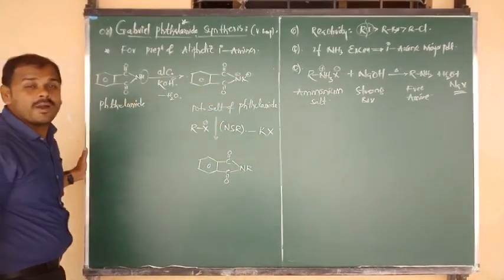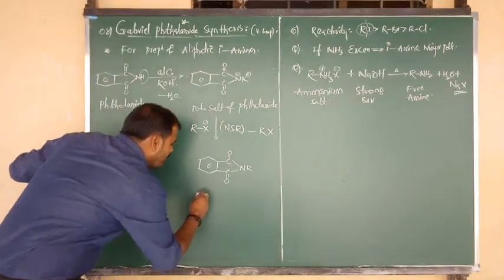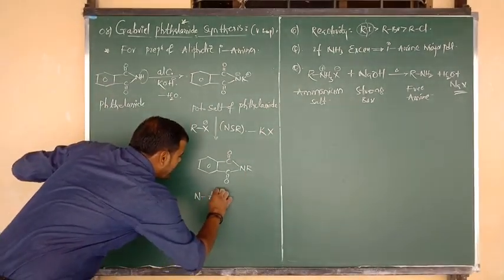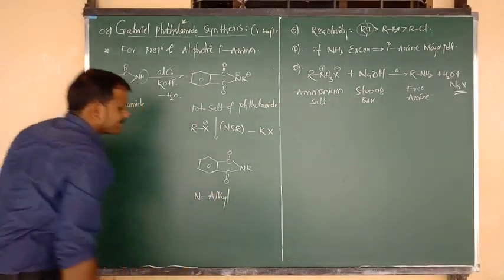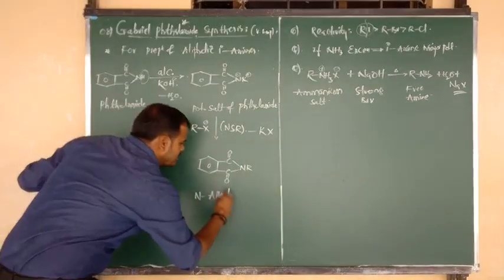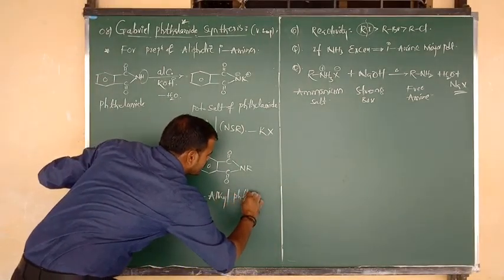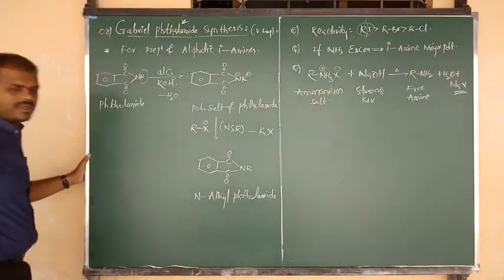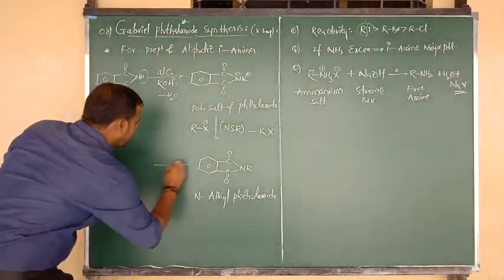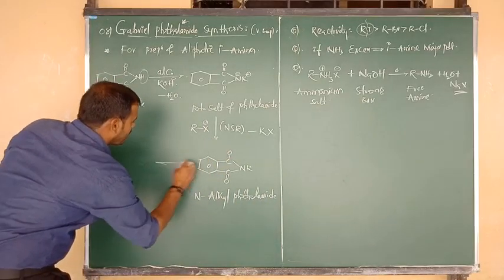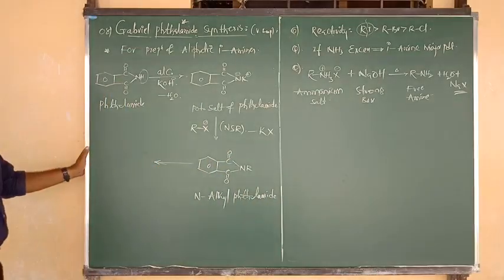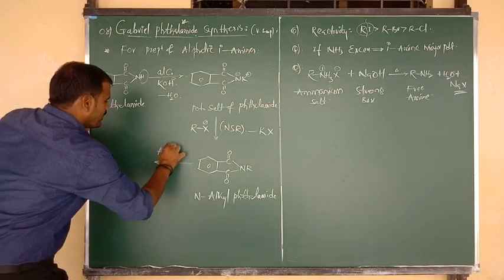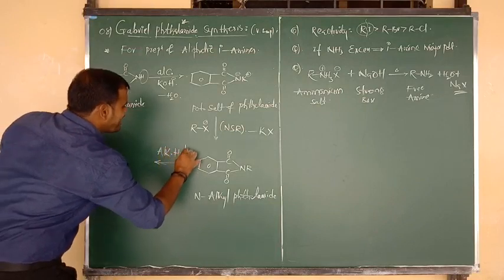So what will be the name of this product? N connected to R means N-alkyl. The remaining formula is looking like phthalimide. So what is the name of this compound? N-alkyl phthalimide. Now such N-alkyl phthalimide, this is the final step in this reaction. It undergoes the process known as alkaline hydrolysis.